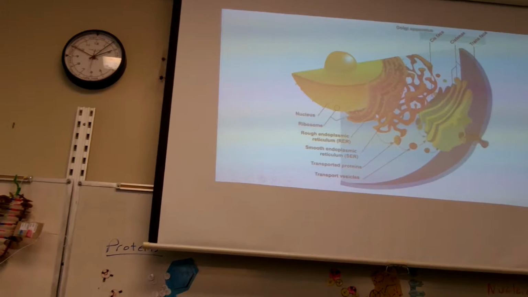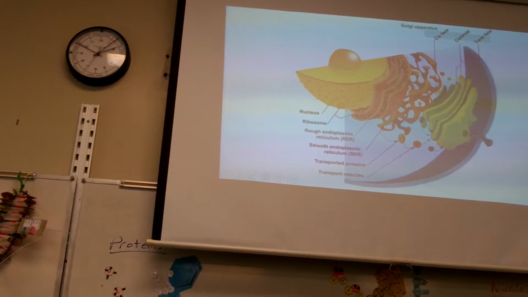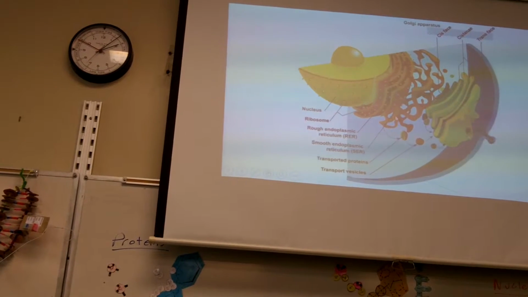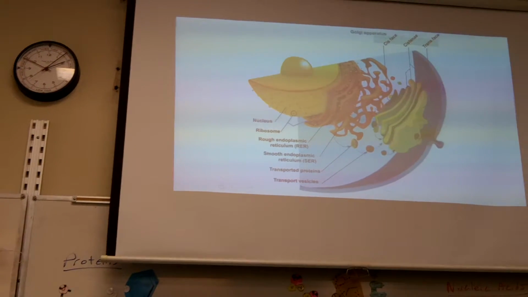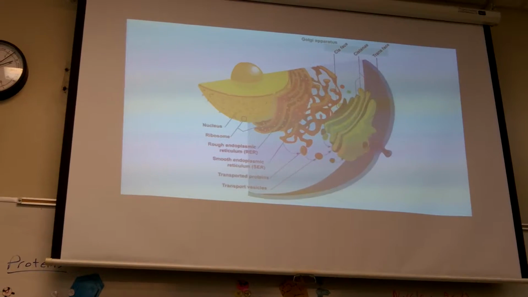So this rough endoplasmic reticulum is where proteins are made and stored. The smooth endoplasmic reticulum is where fats are made and stored. I'm talking about lipids. Do y'all remember lipids?